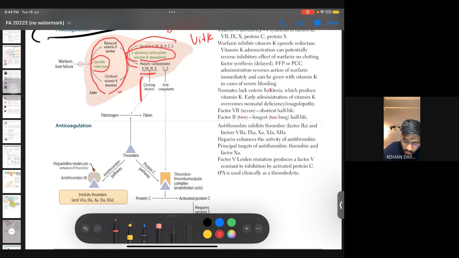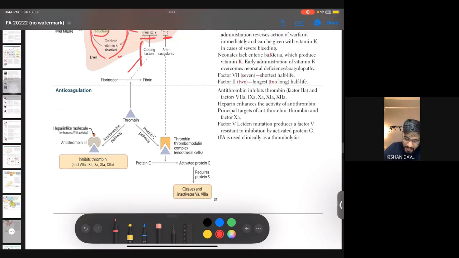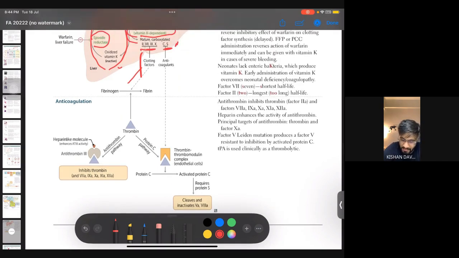Now what will happen to them, what they will do. So these are the clotting factors. Okay, so they will go and lead to the formation of thrombin and all, make a clot and everything. But these are the anticoagulants, proteins C and S. Okay, so they will be acting here and they will be cleaving all.